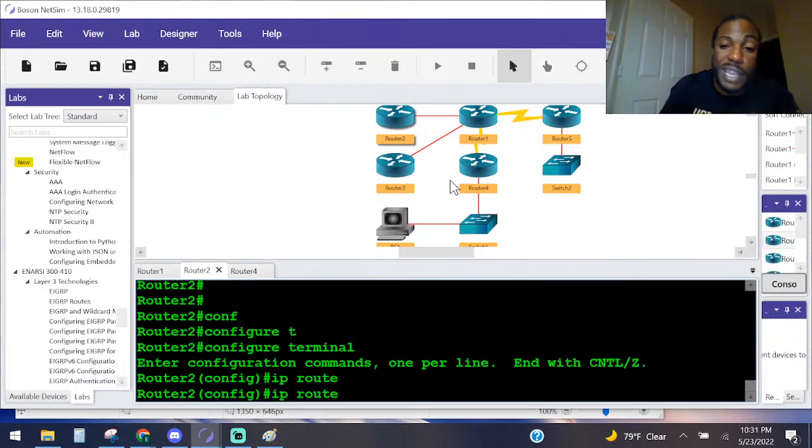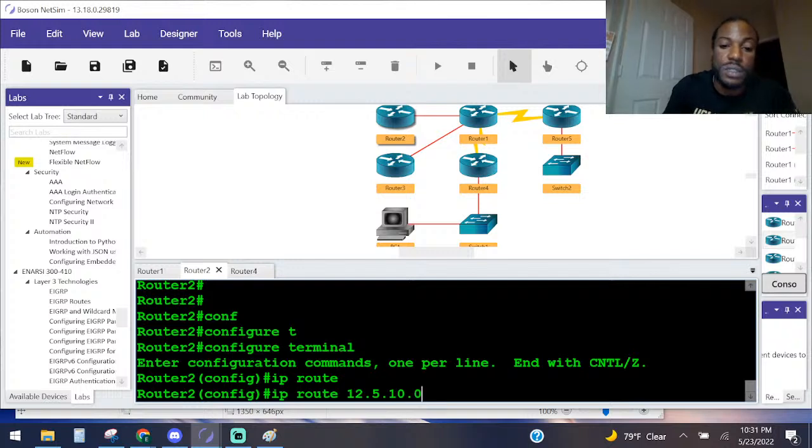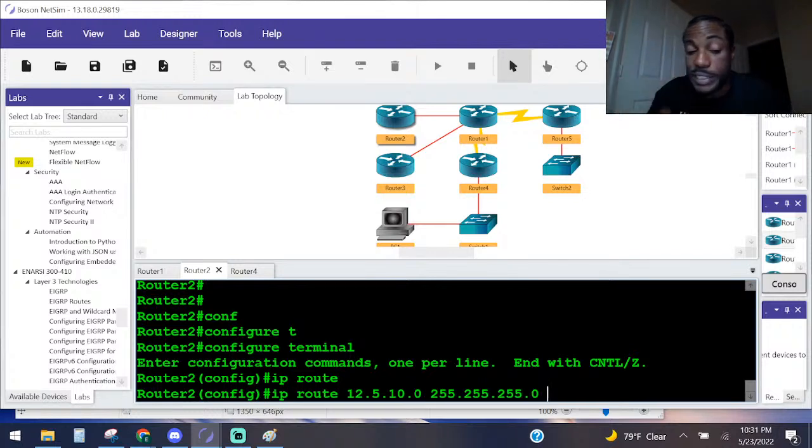IP route to make it to that next hop. I mean that route, that network. He said we need a route to the 12.5.10.0 network. So IP route 12.5.10.0 network, subnet mask of /25, right? We've been doing this for the past like 2 weeks, 3 weeks, right? We should be able to do static routes in our sleep, right?